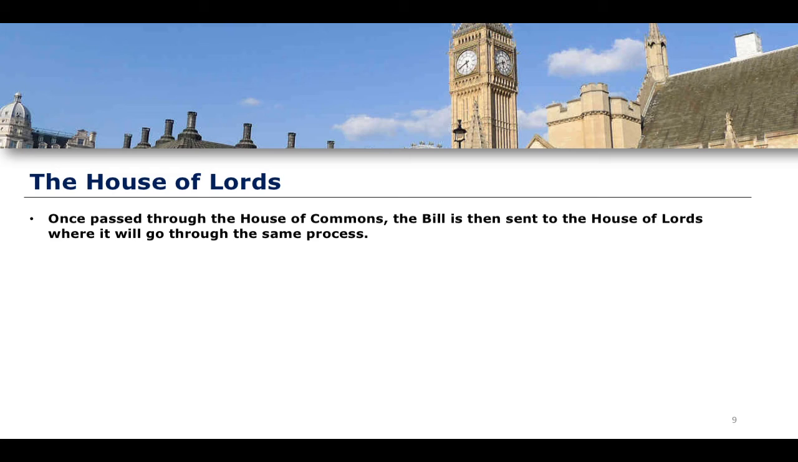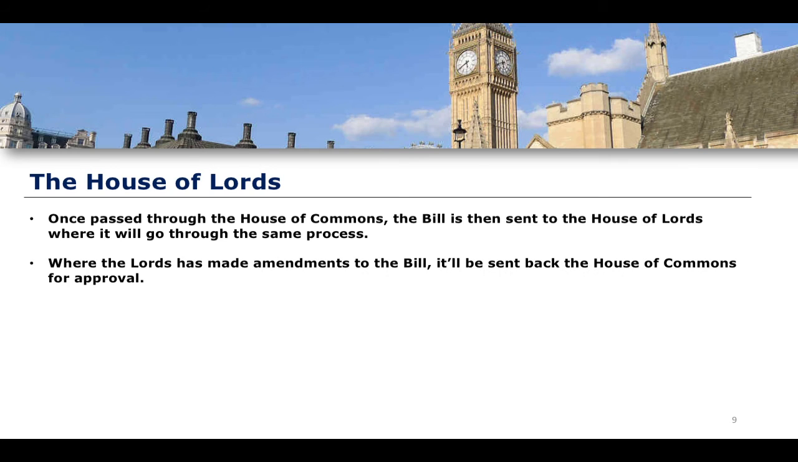It will go through a first reading, a second reading, a committee stage, a report stage, and a third reading. And it is for the House of Lords to really go and pick apart the legislation here. Now, where the Lords will make amendments to the bill, it will then have to be sent back to the House of Commons for the House of Commons to approve those amendments.